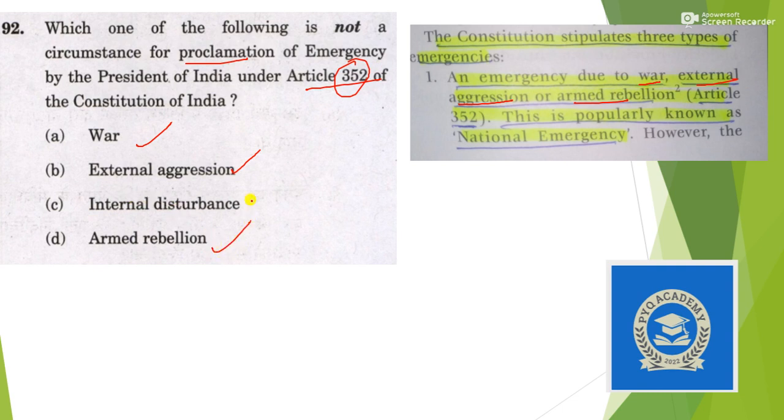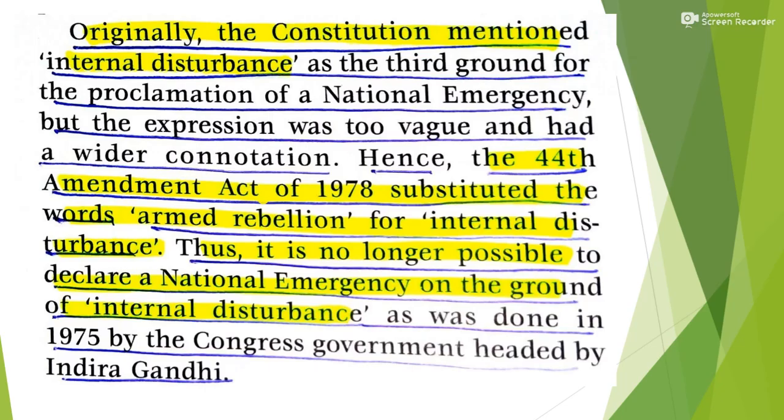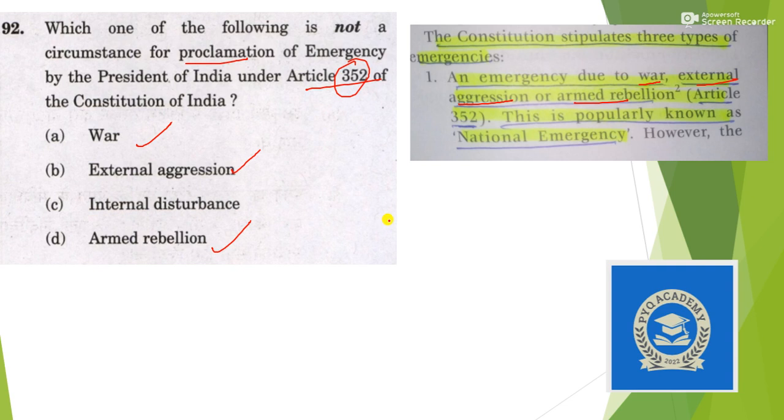Okay, now coming to internal disturbance. Yes, it was part of the original Constitution. Internal disturbance was there, but it was removed by the 44th Amendment Act of 1978 and substituted with armed rebellion, because the word internal disturbance had a very wide domain. So the answer here is option C.